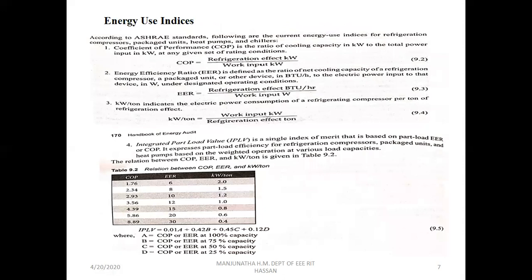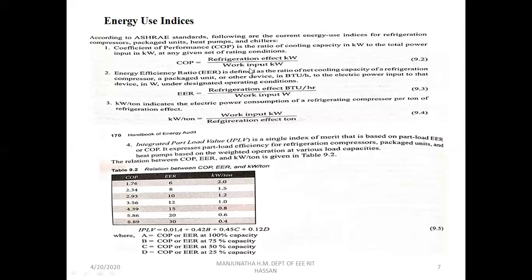It is very essential to calculate the energy use indices in order to determine the efficiency of the system. According to the ASHRAE standards, the following are the current energy use indices for refrigeration compressors, packaged units, heat pumps, and chillers. First we should calculate the coefficient of performance, which is the ratio of the refrigeration effect in kilowatts divided by the total power input in kilowatts. It is very important. These are the energy use indices you should calculate in order to determine the efficiency of the refrigerating system.